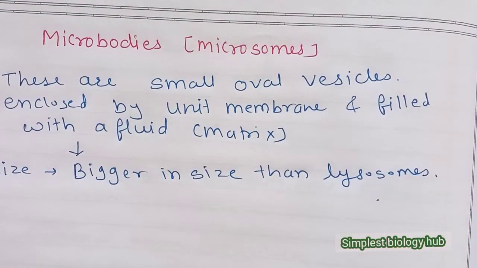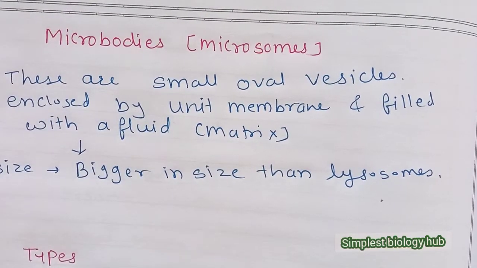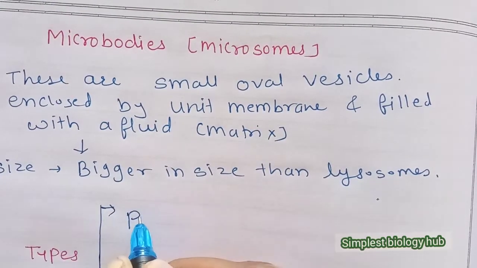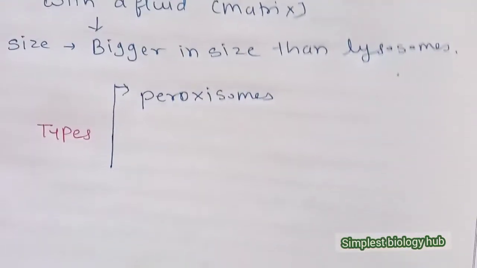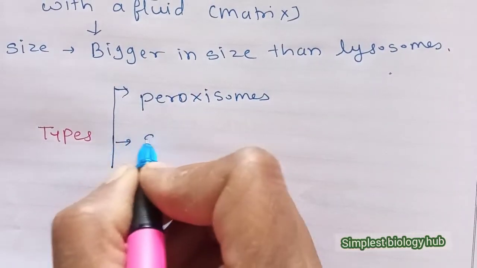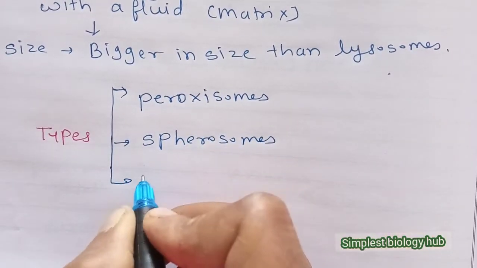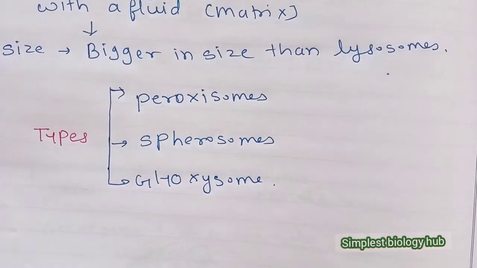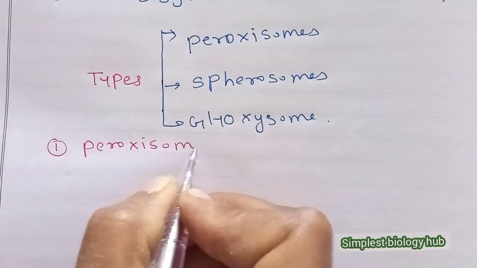Now we discuss the types of microbodies. Microbodies are divided into three main types. The first type we call peroxisome. The second one, spherosomes. And the third one, glycosome. These are the three main types of microbodies. Now firstly we talk about the first one, peroxisomes.